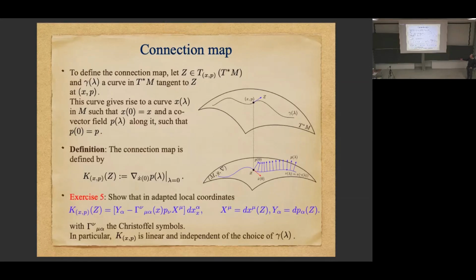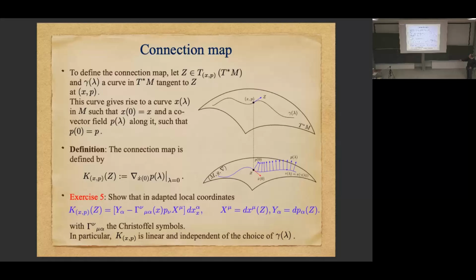So if you decompose this in the basis of adapted local coordinates, you can show explicitly that this is given like this. If Z, you decompose it into the X mu and the Y alpha components as before, then this Z will be Y alpha minus, and here into the Christoffel symbols, E nu X mu. Okay, so these are the Christoffel symbols. So this is how you can compute this connection map.